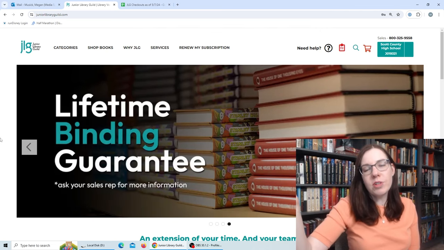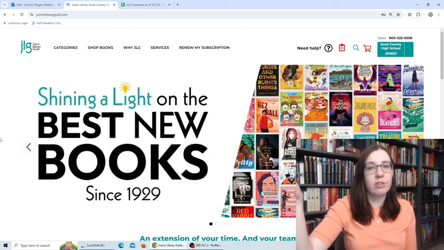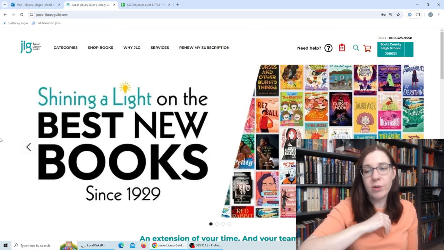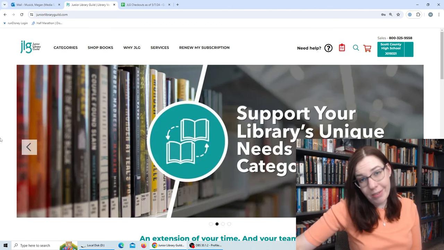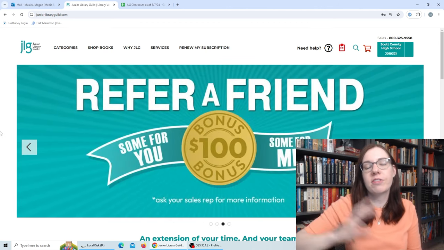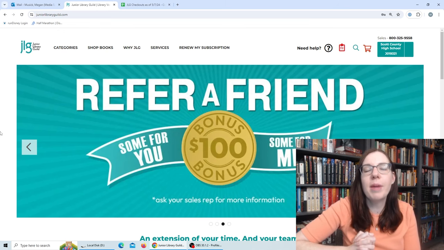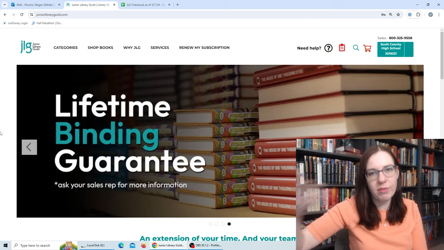So if you don't know, Junior Library Guild is a subscription service that sends you monthly boxes of books to your school library, and they will process them for you, have all the stickers on them, all that sort of stuff. Of course, you do have to pay a little bit extra for that, and you can subscribe to however many categories you want. There are different genres on there, and you pay per subscription. You get usually one book per month from each one.